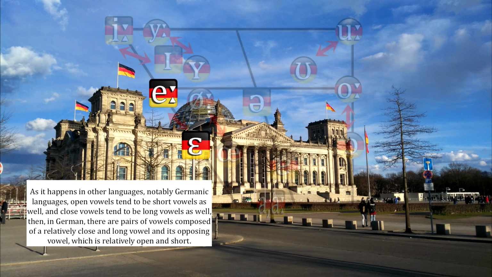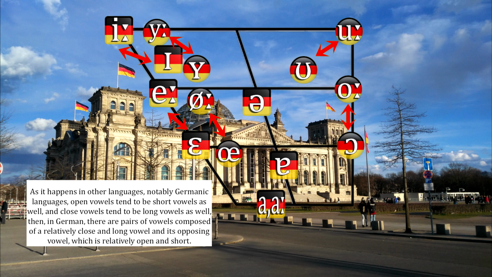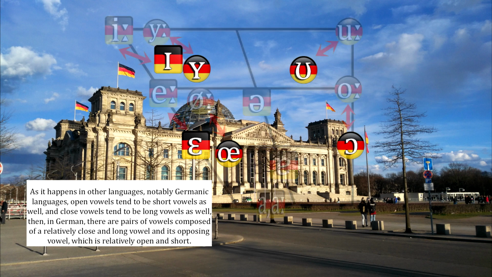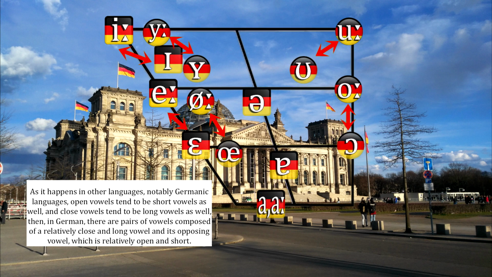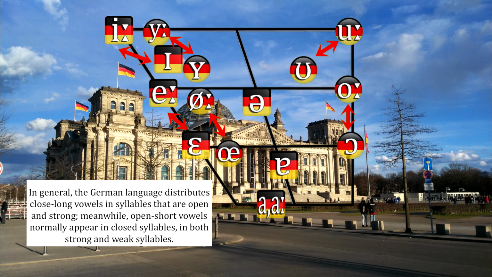As it happens in other languages, notably Germanic languages, open vowels tend to be short vowels as well, and closed vowels tend to be long vowels as well. Then, in German, there are pairs of vowels composed of a relatively close and long vowel and its opposing vowel, which is relatively open and short. In general, the German language distributes close long vowels in syllables that are open and strong. Meanwhile, open short vowels normally appear in closed syllables, in both strong and weak syllables.